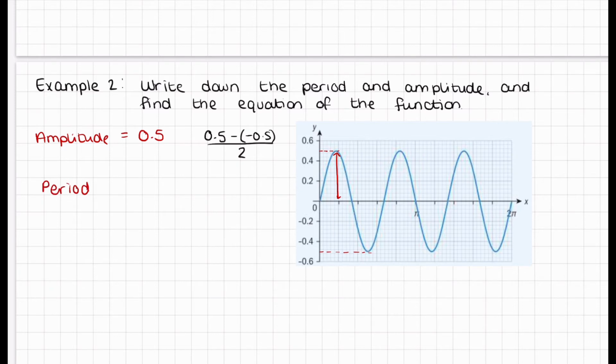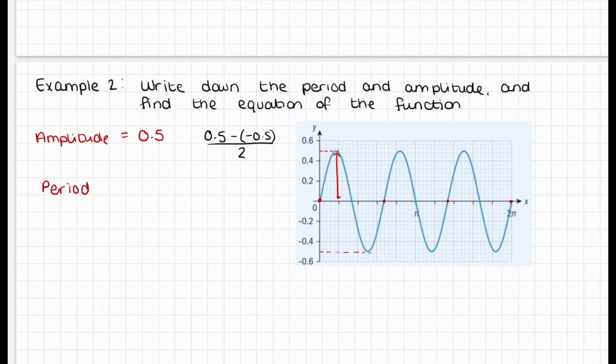Now the period is how long it takes to do one full cycle. So if we start in here at the origin, it does one full cycle and ends at the origin here. Then it does another full cycle and ends there, and another full cycle ends here.